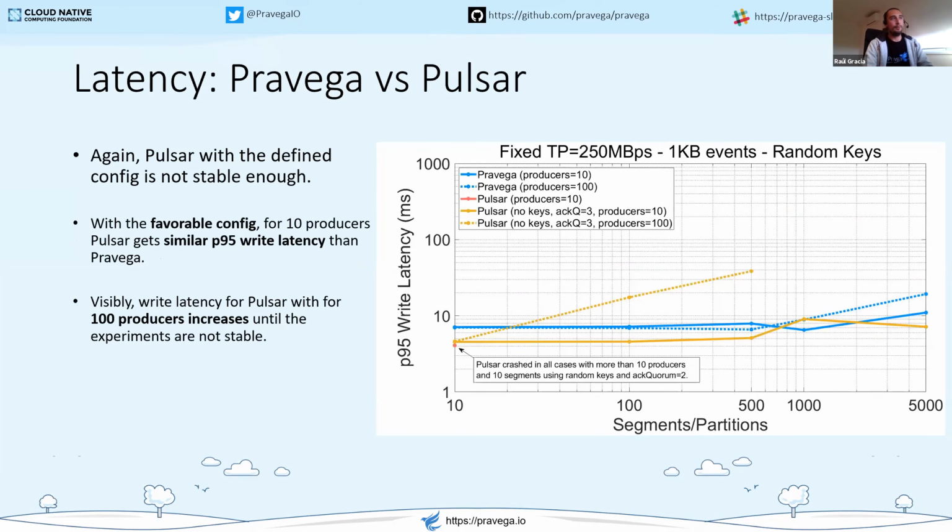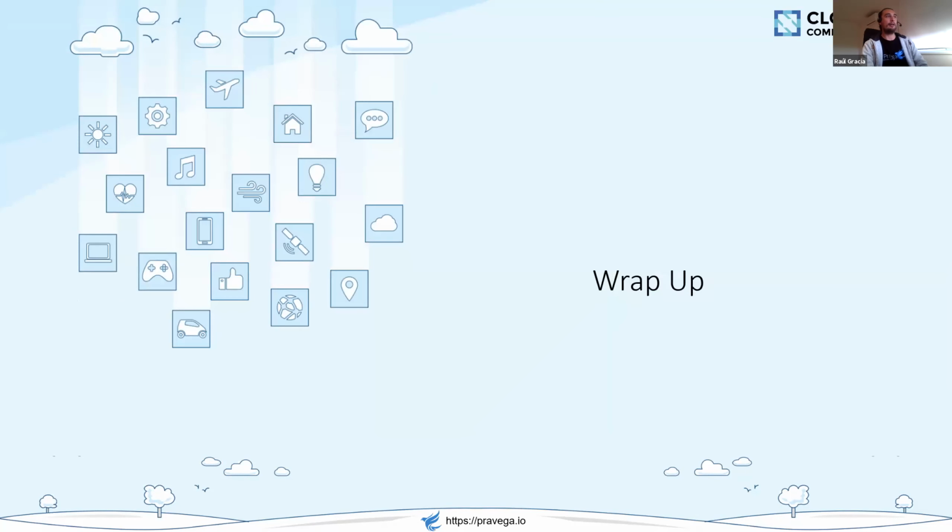With Pulsar, again, we have the issue of the instability when using the default configuration compared to the other systems. If we compare the favorable configuration, we see that with 10 producers, Pulsar provides similar or even better P95 write latency compared to Pravega, right? But if we again go to the 100 producers case, we see that the write latency starts climbing until the system becomes unstable and stops working, right? So that's the summary of the results.